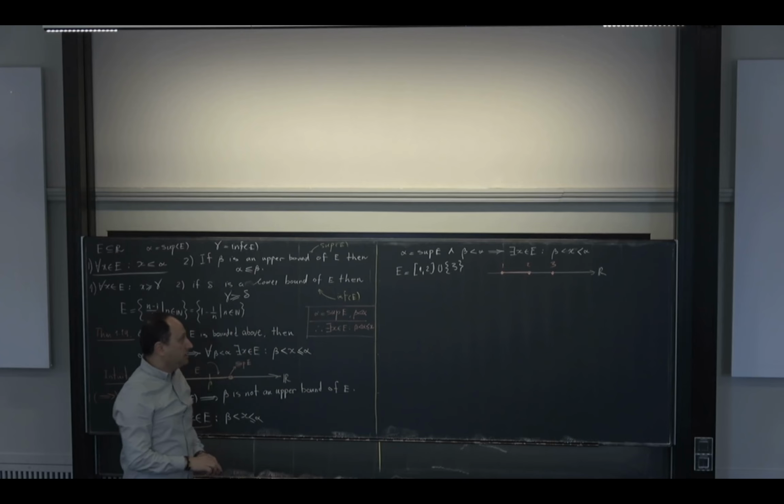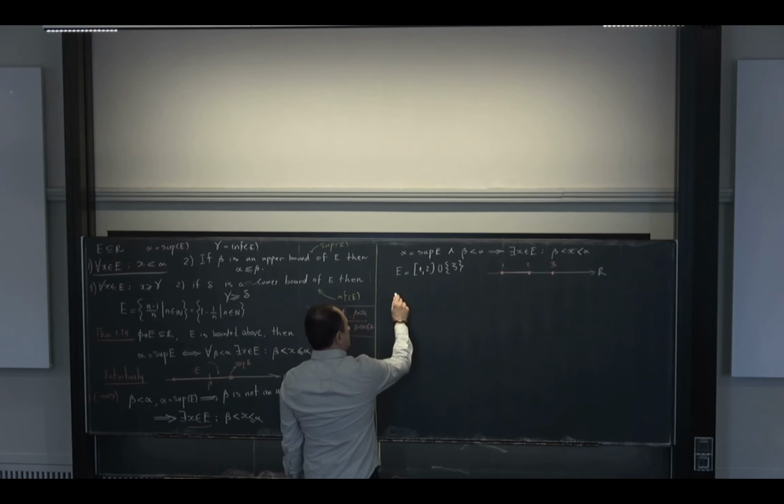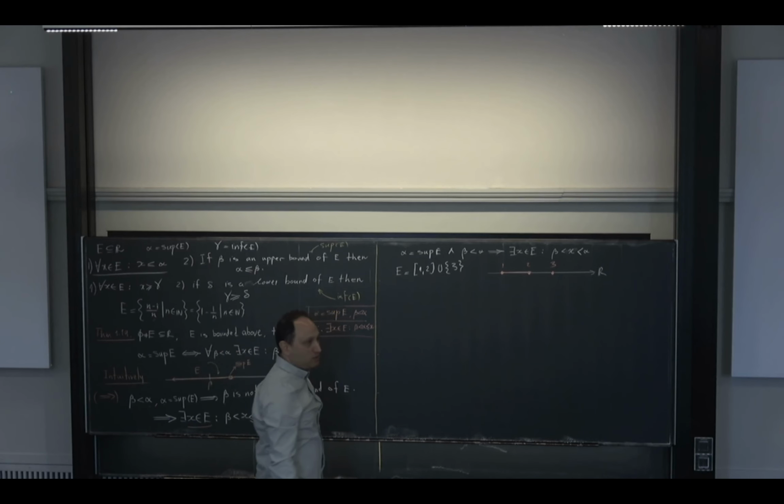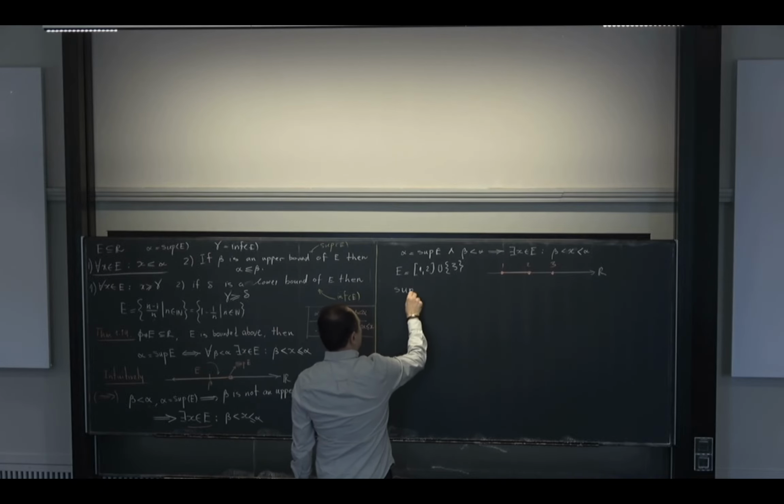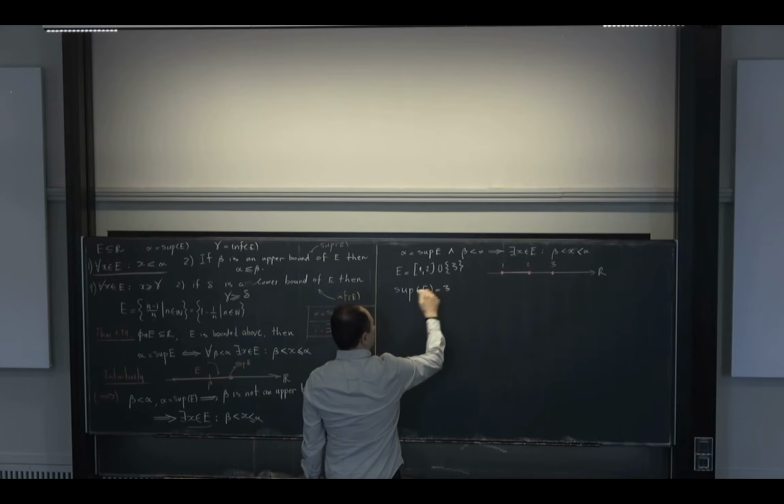Okay, but now, by the way, if I ask you what is the maximum of E, let us practice. What is the maximum of E? 3, because it is attained. It is in the set and it is largest. What is the minimum? 1. Yes? What is the supremum? 3. So this is what we need. The supremum is also 3.